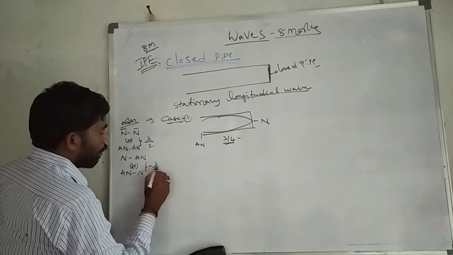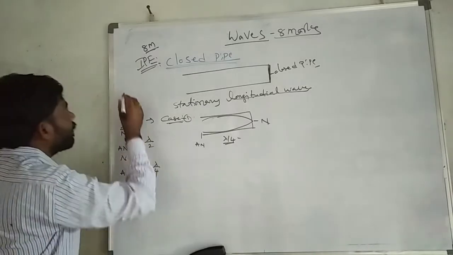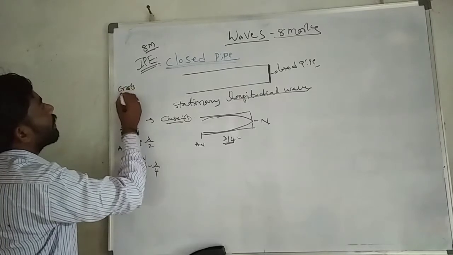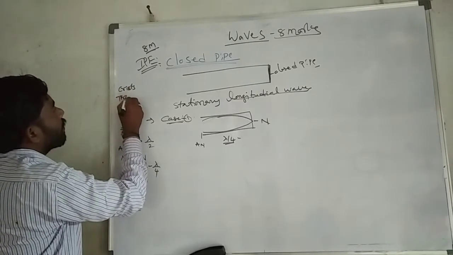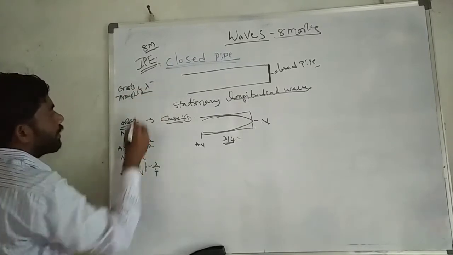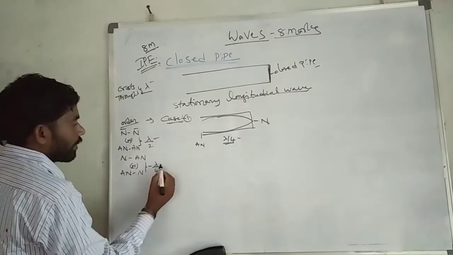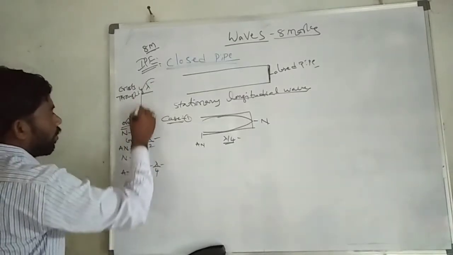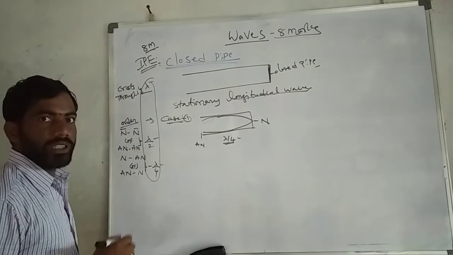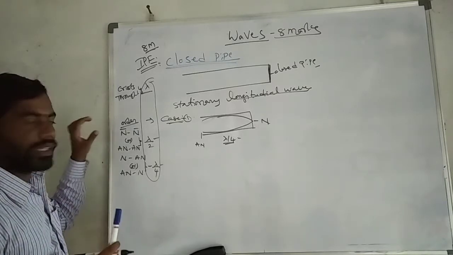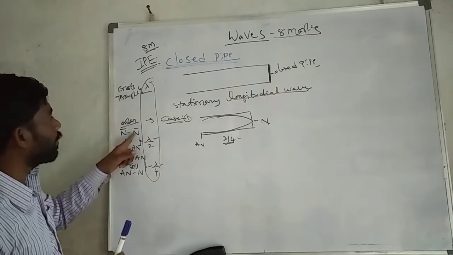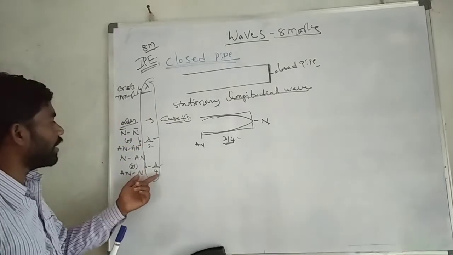Node to antinode is lambda by 4, and crest to trough distance is lambda. This is lambda by 2, this is lambda by 4. These are the important points: lambda by 2 and lambda by 4. Same thing, rarefaction and compression in the medium is also lambda. But in the stationary wave, it is lambda by 2, otherwise lambda by 4.